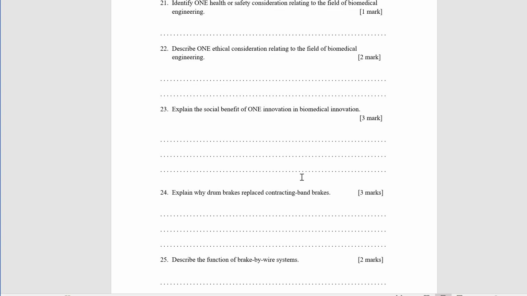Explain one social benefit of an innovation. Improved quality of life. People aren't in pain. So it's a social benefit of one biomedical innovation. Well, I would suggest hip replacements is what I asked you to do as your engineering report on. So you could say people aren't in pain, people have improved mobility, so they don't need as much expensive care. They can return to the workplace.